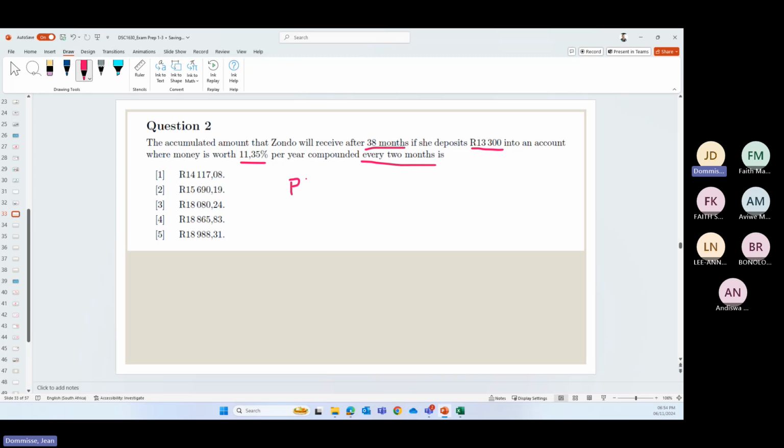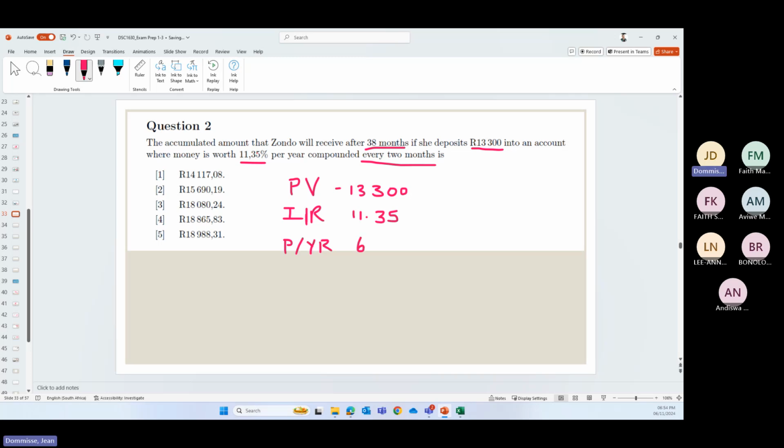So we've got a present value of 13,300. We've got an interest rate of 11.35%, compounded every 2 months. So the periods per year is not 2. So just don't make that mistake that I nearly made. It's every 2 months, so it is 6 times per year.